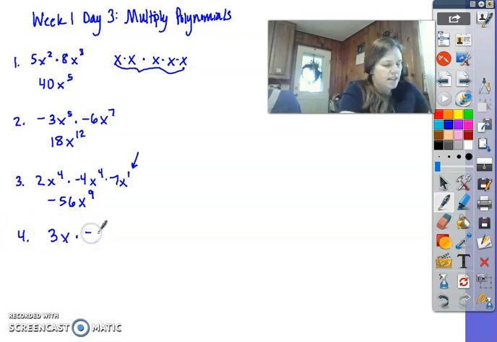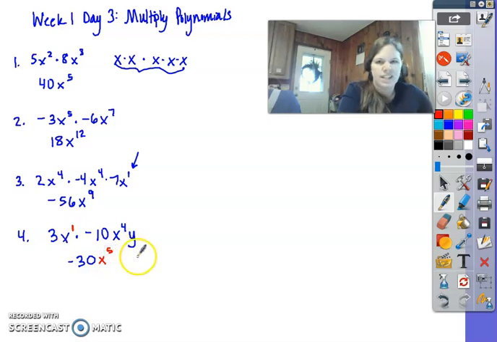3x times negative 10x to the 4th y. Coefficients, 3 times negative 10, same multiplication rules as always, negative 30. My x, I'm going to change colors to put that exponent on so you don't forget it. So x to the 1st times x to the 4th. Don't forget to write the x. I almost did. And then we have this little friend y. Y has no partners here, so he just kind of hangs out by himself. And that's okay and acceptable 100%.